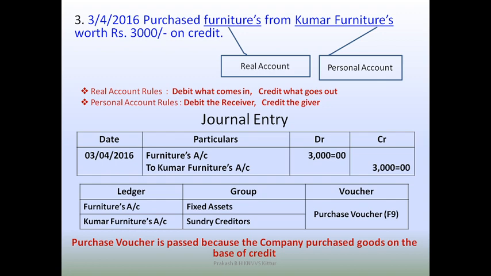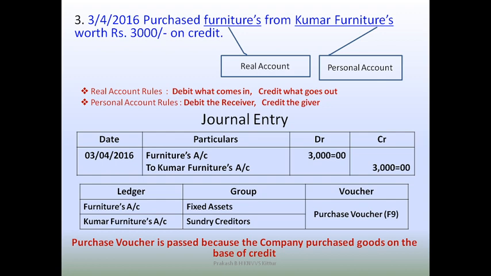Here the furniture comes into the company, hence it is on the debit side, and then to Kumar Furnitures account. So Kumar Furnitures account ledger we have created. It is a personal account. The personal account rule says debit the receiver, credit the giver. Who is the giver? Kumar Furnitures. So Kumar Furnitures account is the giver, hence it is on the credit side. We have entered Kumar Furnitures on the credit side.